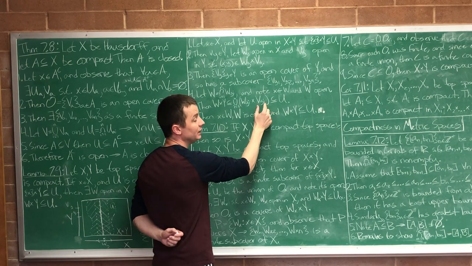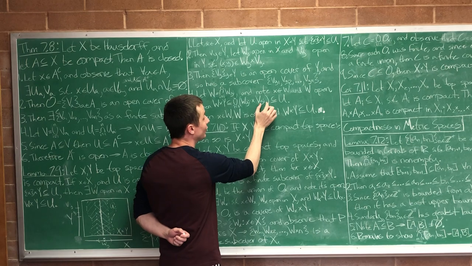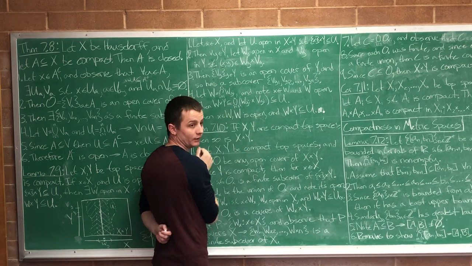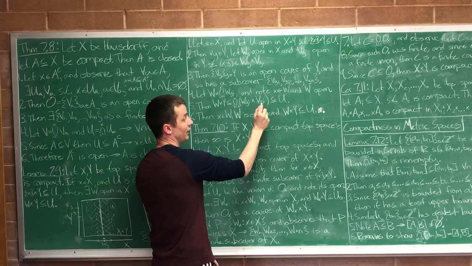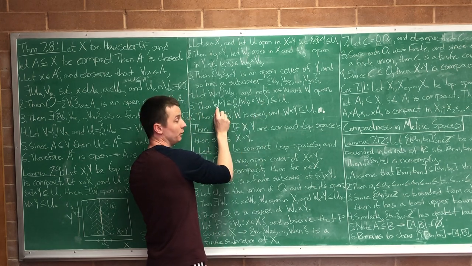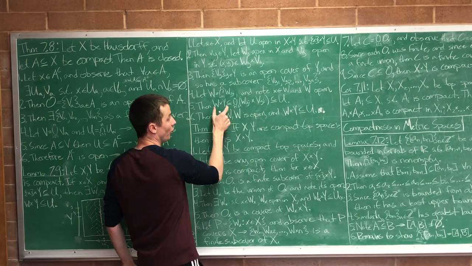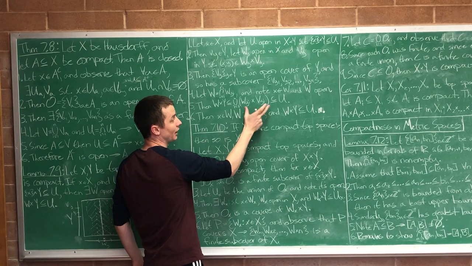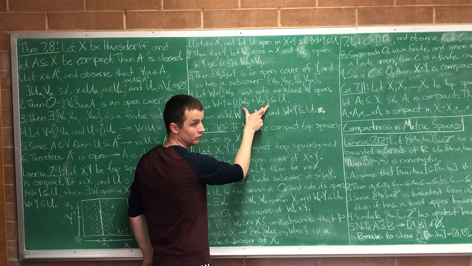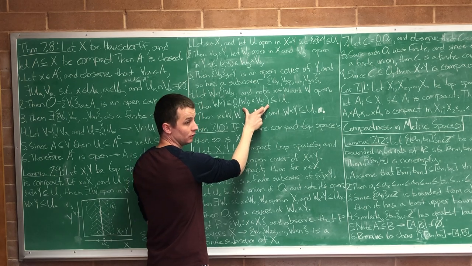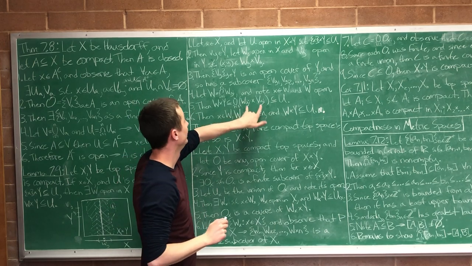Let's look at the V's. These V's are an open cover of Y, so the union of all the V's gives you Y. So Y is a subset of the union of all these things. W is a subset of each of those things, so definitely of the union of those things. So this set, W cross Y, is a subset of the union of each of these. Do you follow that? Yep. Okay, that's the hard part.